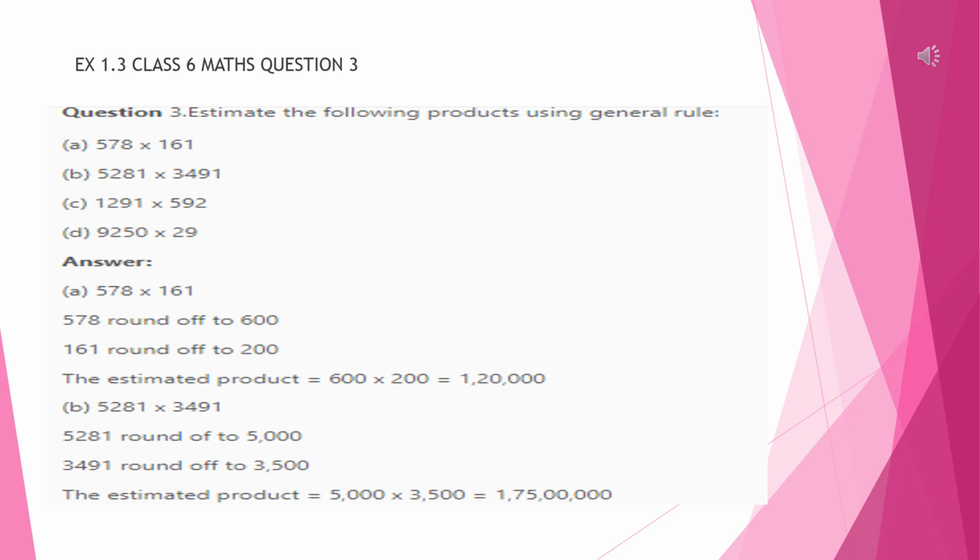Now, B part. 5,281 multiplied by 3,491. In this question, the first number we will round off to the nearest 1000 and the second number we will round off to the nearest 100. 5,281 rounds off to 5,000. 3,491 rounds off to 3,500. The estimated product is 5,000 multiplied by 3,500, which equals 1 crore 75 lakh.